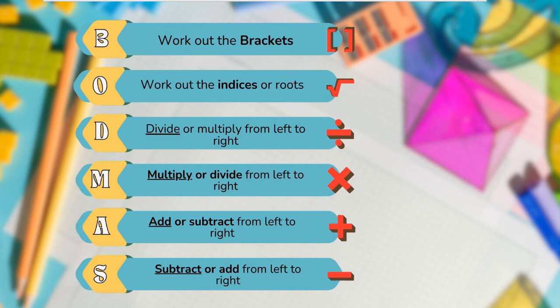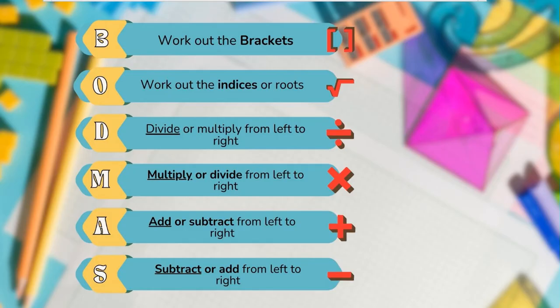The B stands for brackets, the O stands for order, right? So when it comes to order, we are talking about indices or roots. By indices, that's when a number is raised to another power. You remember last week we were doing powers, right? So when a number has an exponent, 2 to the power of 5, 5 to the power of 8, or when it's a root, the square root of 64, which is 8, the square root of 144, which is 12, the square root of 121, which is 11, the square root of 4, which is 2, and things like that.